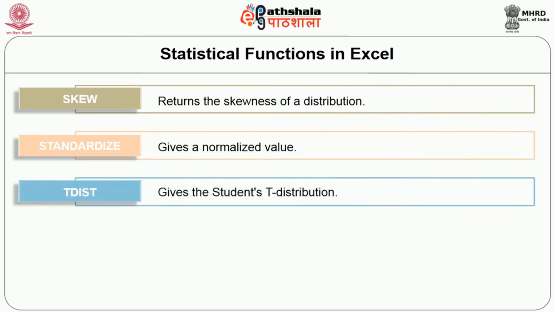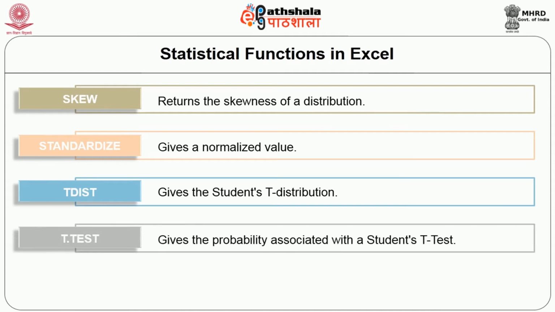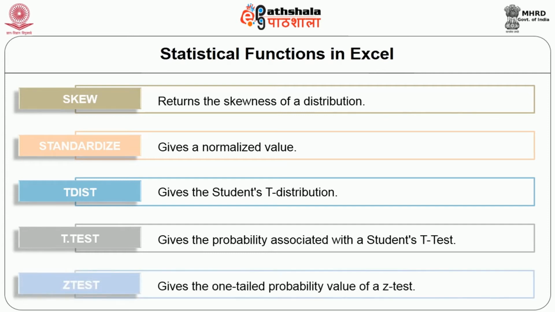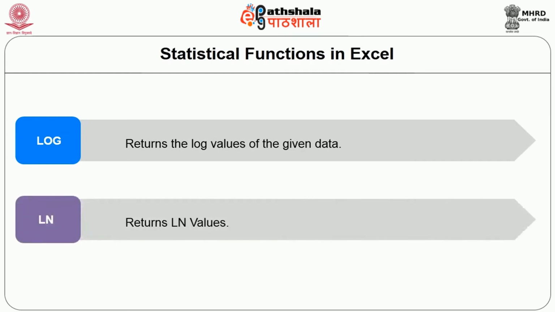T.DIST will give the student t distribution. T.TEST will give the probability associated with the student t-test. Z.TEST will give the one-tailed probability value of z-test. LOG returns the log values of the given data. LN returns ln values. Some of the important statistical functions with examples are below in Excel.